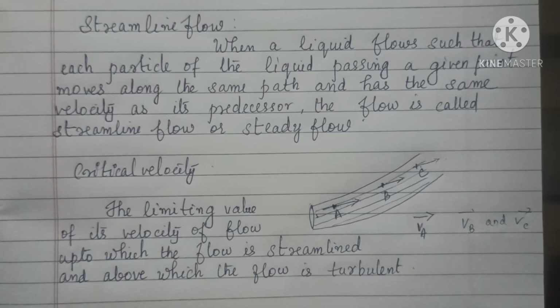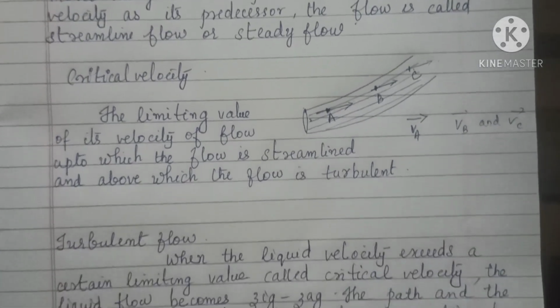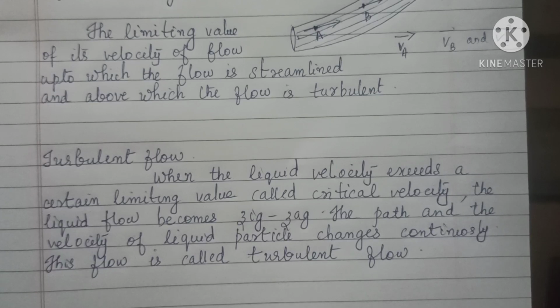Okay, the reverse, you can define turbulent flow also. How can you define turbulent flow? That is when the liquid velocity exceeds a certain limiting value called critical velocity, the liquid flow becomes zigzag, and the path, also the velocity, will change continuously, and this flow is called turbulent flow. Clear? So this is how you can distinguish between a streamlined flow and turbulent flow.